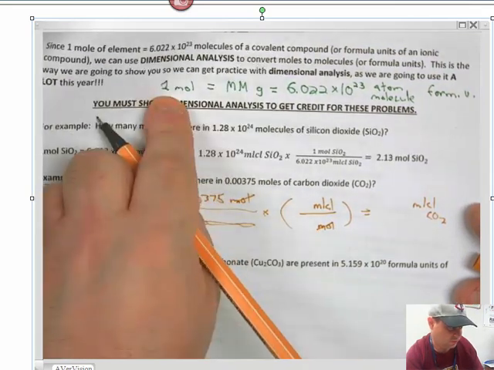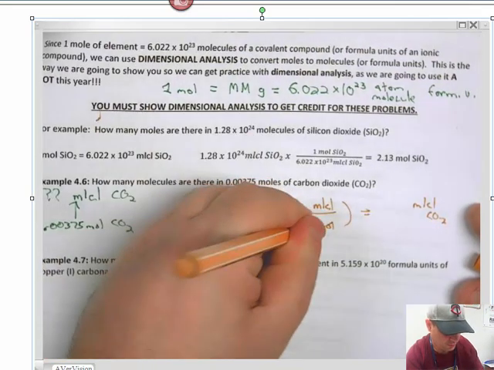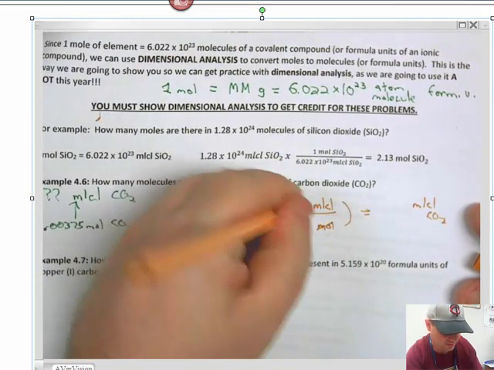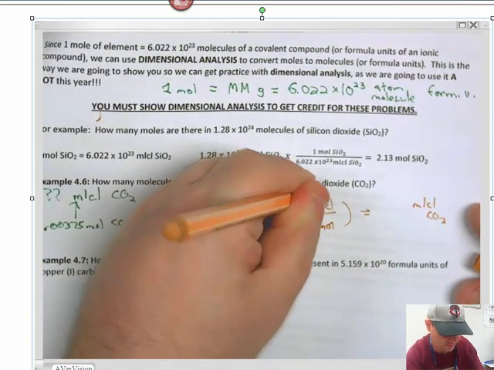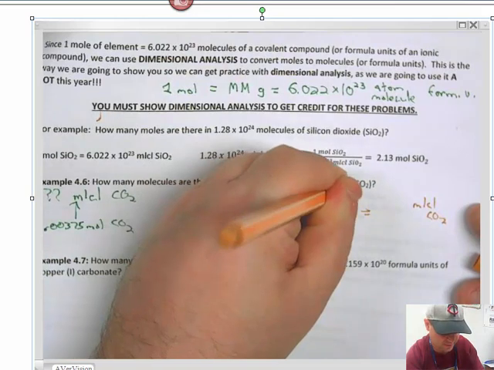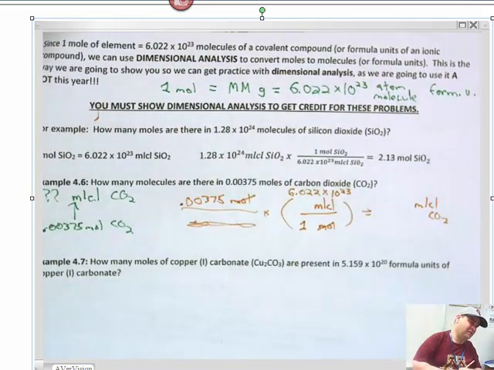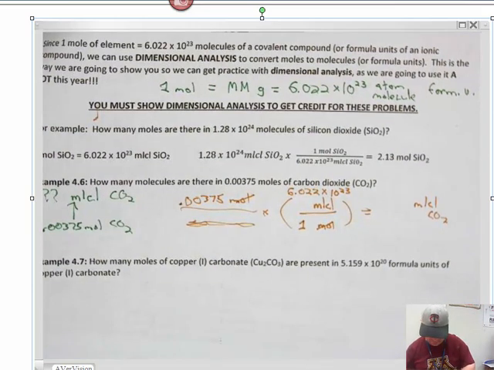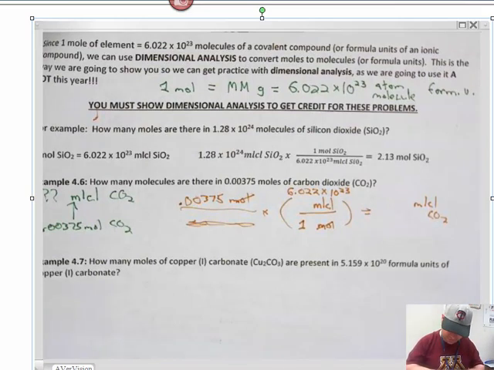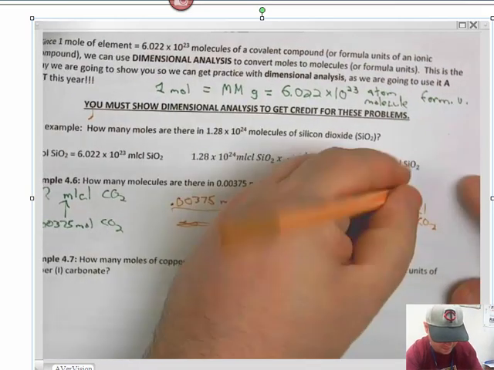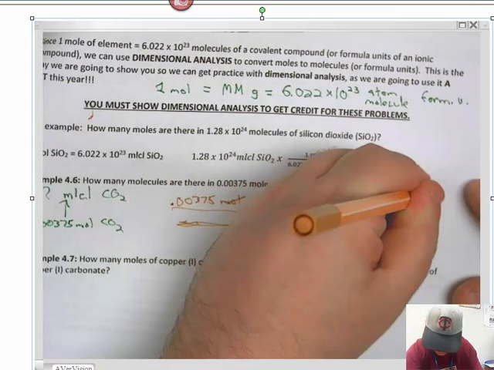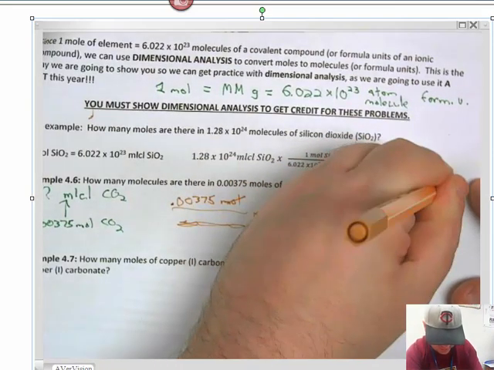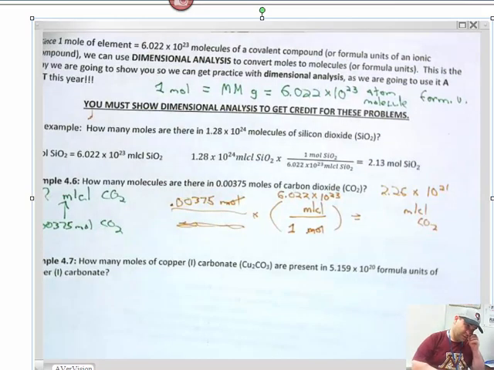What number goes by moles? 1. What number goes by molecules? 6.022 times 10 to the 23rd. Okay, notice I do not need the molar mass because it does not say grams. Our original number has 3 sig figs, so our final answer here is going to be 2.26 times 10 to the 21st molecules of CO2.